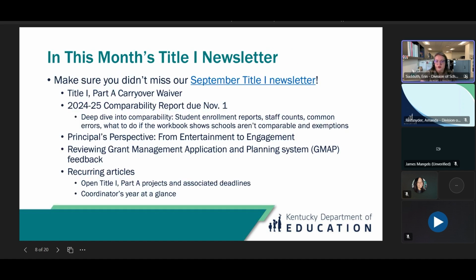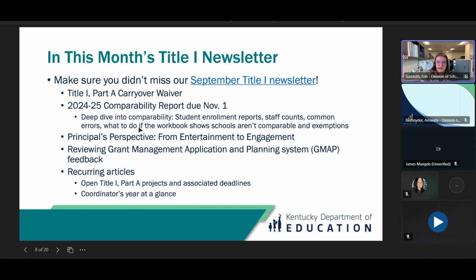Our September Title I newsletter is available on our webpage. If you're not currently subscribed to that, just let me know and we'll get you added. We had a lot of great information in there. Of course, information about the carryover waiver reminder and a lot of information about the comparability report, which of course we'll be talking about today as well. We had a deep dive into comparability. So there was information about student enrollment reports, staff counts, common errors, and what to do if the workbook shows that you have any schools that are not comparable.